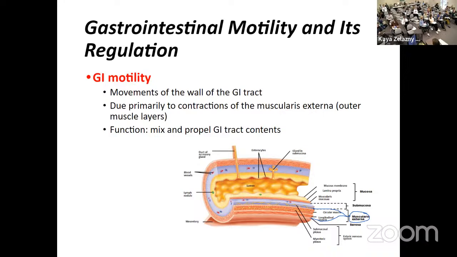So we want to be able to mix together all our enzymes, all our juices, create that chyme so that we can have digestion happen. And we also want to propel the contents of the GI tract forward so that it doesn't stay stuck in your mouth. We want it to move down the esophagus, through the stomach, through the small intestine, through the large intestine, and out of your body. We don't want it just piling up.